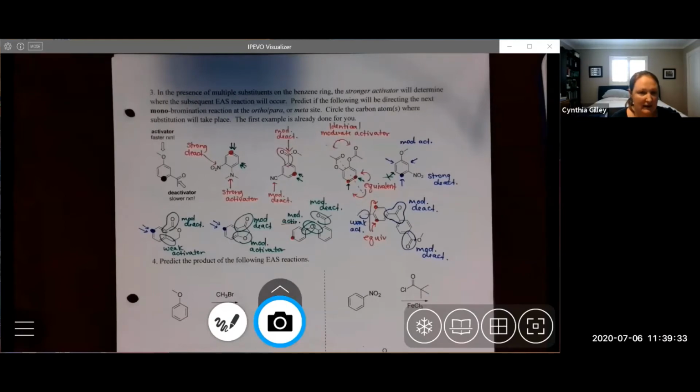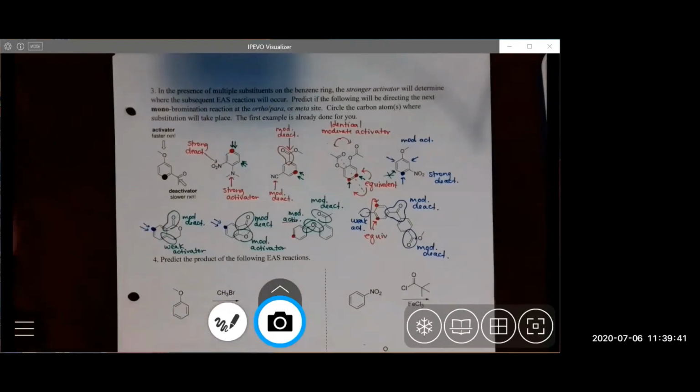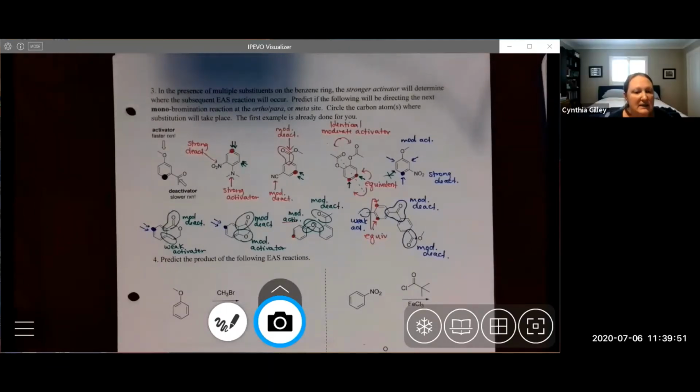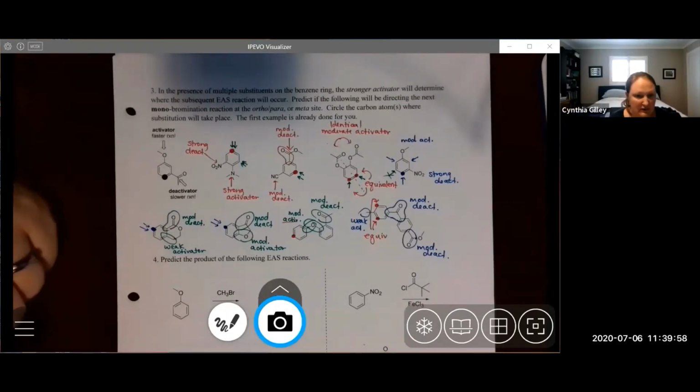So it's about analyzing the entire ring and all of the groups to figure out where to place the incoming group. I'm confused about the second to last one, moderate deactivator and moderate activator. Where would anything go on the second benzene ring? So basically, if you're adding a group, where is it going to go? It's going to go to the most activated position.